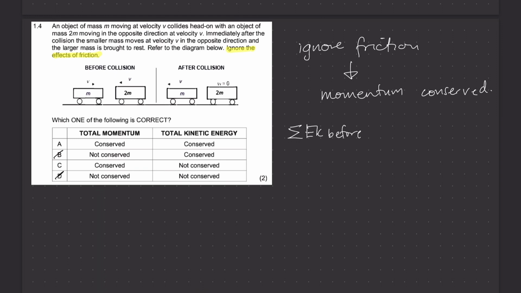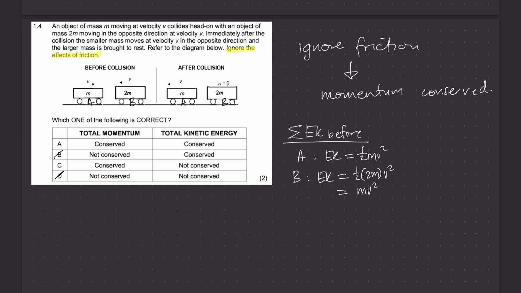So let's do them separately. Let's label them. So that will be car A, that will be car B. Right? So we've labeled them just so it's easy. So for car A, we're going to say the EK is equal to half mv squared. And then for car B, the EK is going to equal half of 2m times v squared. Half of 2 is 1, so it's just going to be mv squared.